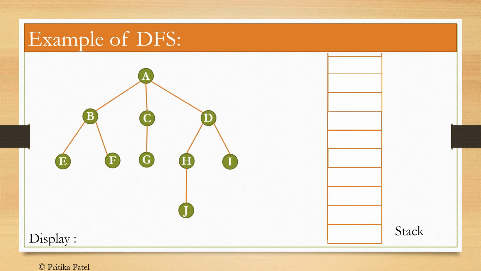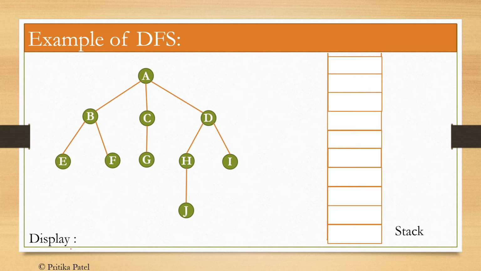Now an example of depth first search. Here one graph is given which has vertices A, B, C, D, E, F, G, H, I and J. And for DFS we use the stack data structure. So here one stack is already created, and one display array is used to display the vertices of DFS. Now starting from rule number 1.